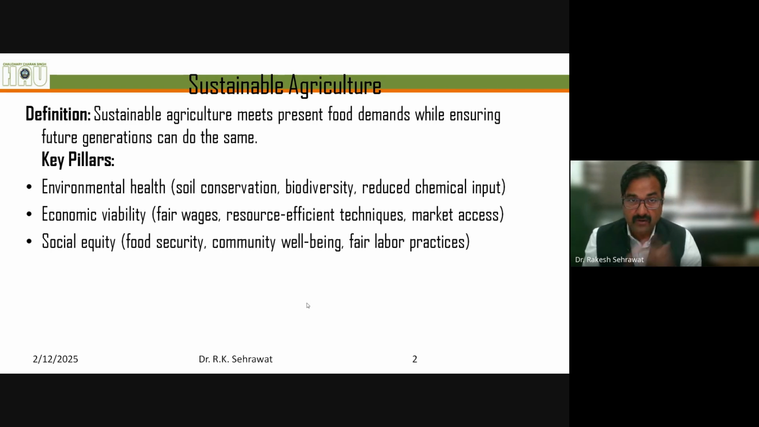So this is overall sustainable agriculture, but our topic is on the soil microbiota, and it's a key component in sustainable agriculture. So we will refine accordingly as we progress forward. You may ask in between as well. I don't mind if you are questioning in between, and if there is a doubt in between.